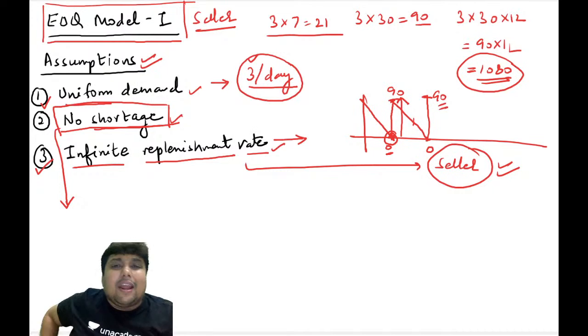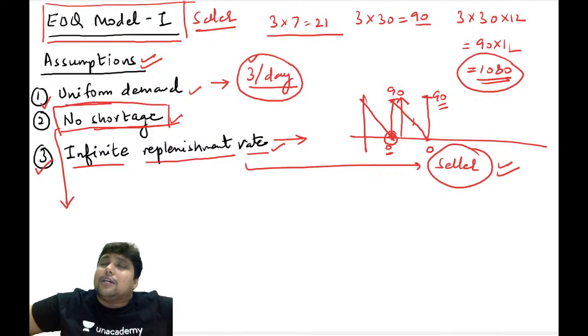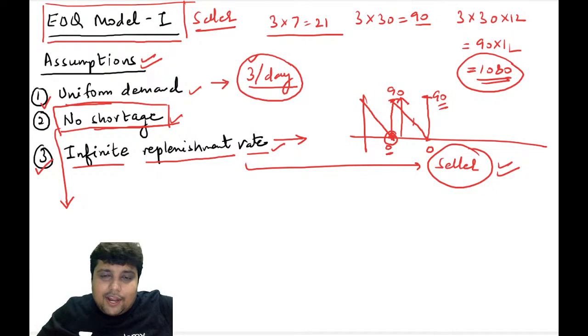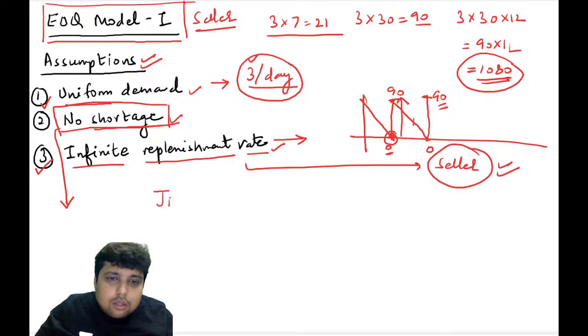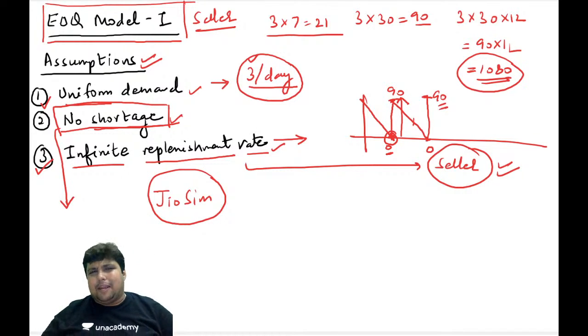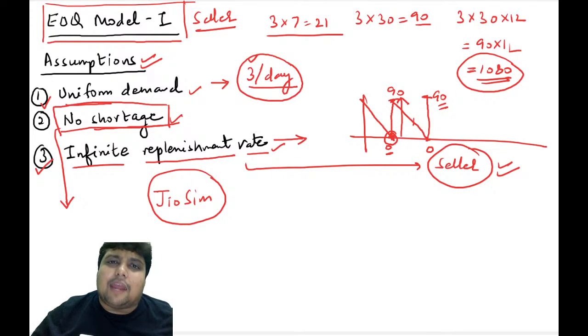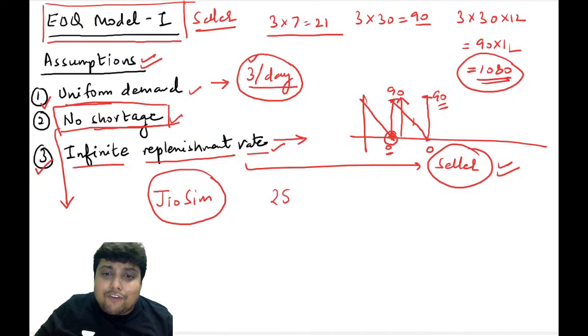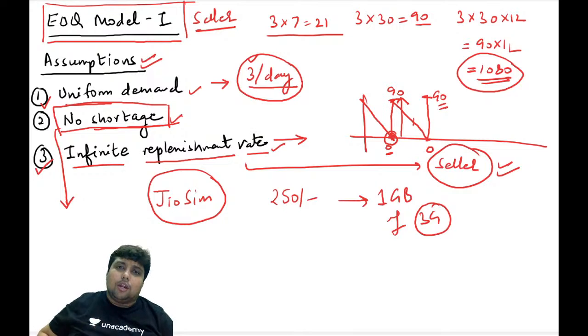But when I talk about a product like, let's say 4 years back, GeoSIM came into existence. Magical time period, I would say. Before GeoSIM came into the market, I was paying 250 rupees for 1 GB of 3G data. 3G data, 1 GB, 250 rupees.